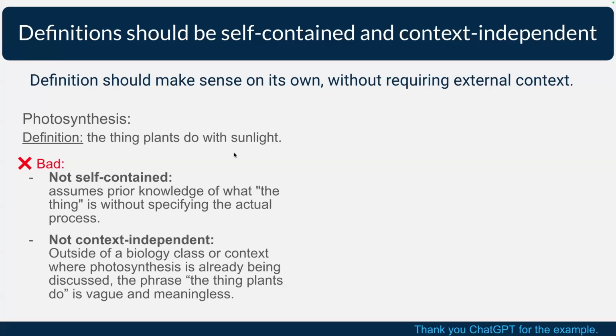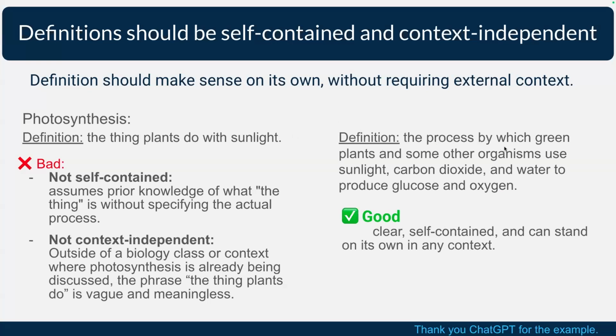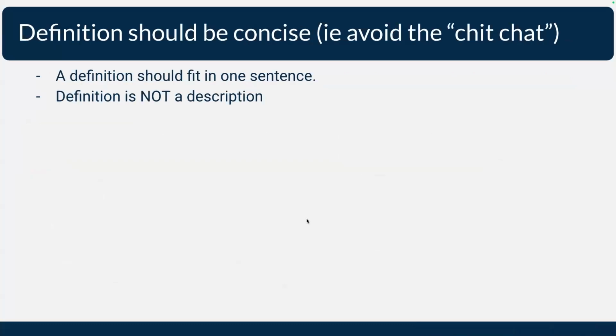So you need to make sure that your definition is context independent so that anybody can see it and understand. Something that is better is something like: the process by which green plants use sunlight to produce glucose and oxygen, and so on. When you write a definition, just think, would somebody who's not in my field be able to understand this definition?